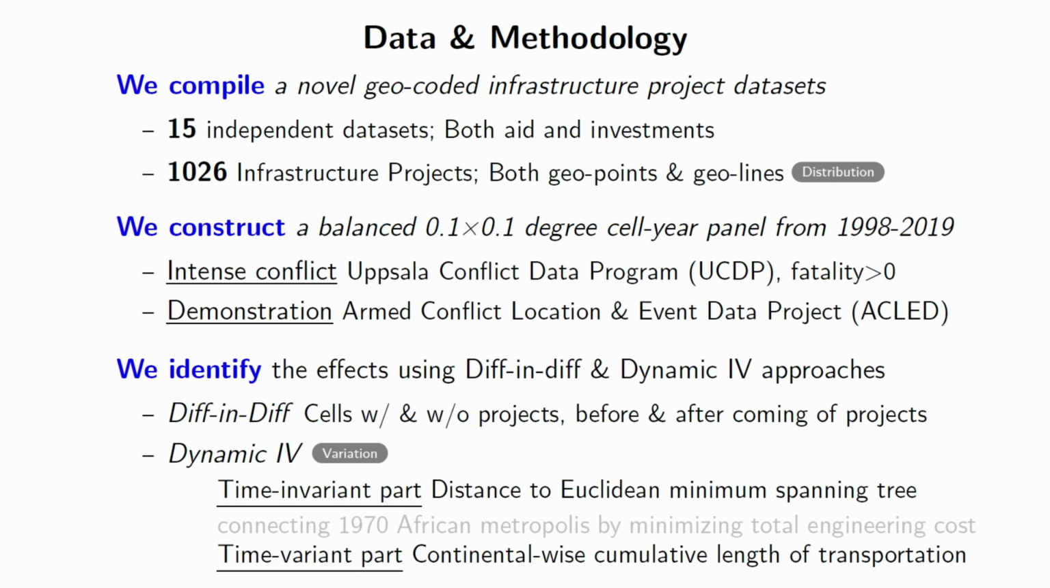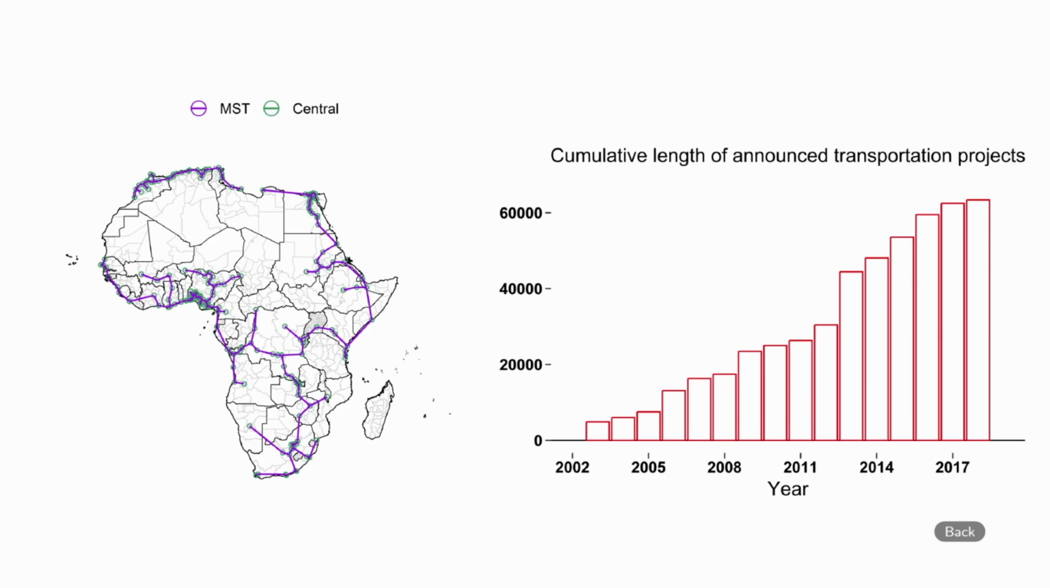We use 2 identification strategies. Our baseline identification compares grid cells with and without projects before and after the announcement of project construction. And since we have the distribution of these projects, we could enhance our baseline DID with a dynamic instrumental variable approach by constructing a hypothetical road network using a Euclidean minimum spanning tree. For each grid cell, we construct the distance from the grid cell center to the nearest road network.